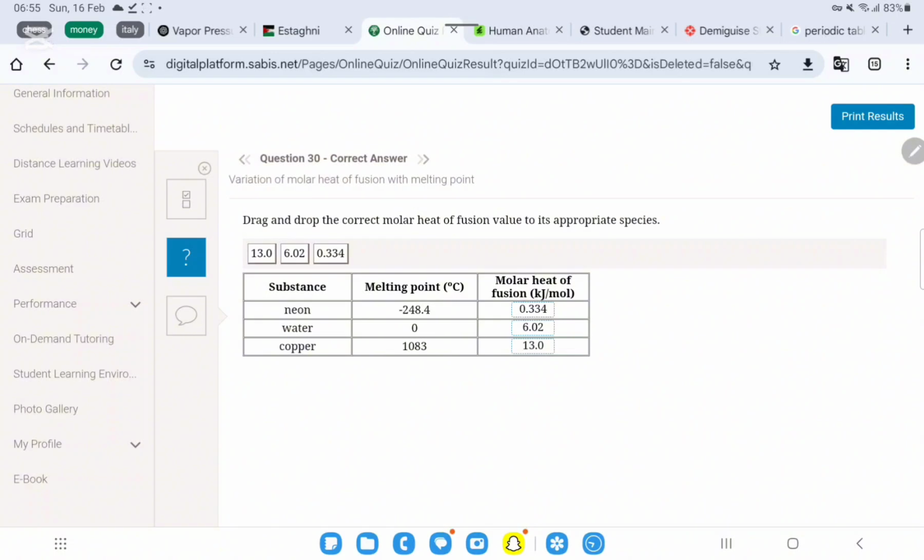Again, for this question, you take it approximately. The greatest one, the biggest one, copper with 1083, so you take the biggest one, 13. Water is the second biggest with 0, so you take the second biggest one, 6.02. Neon, minus 248.4, is the smallest one, so you take the smallest one here, 0.334.